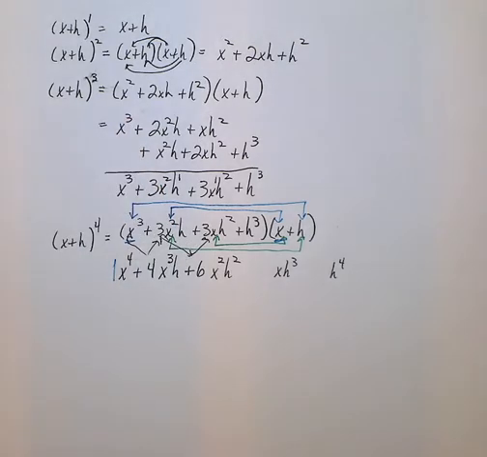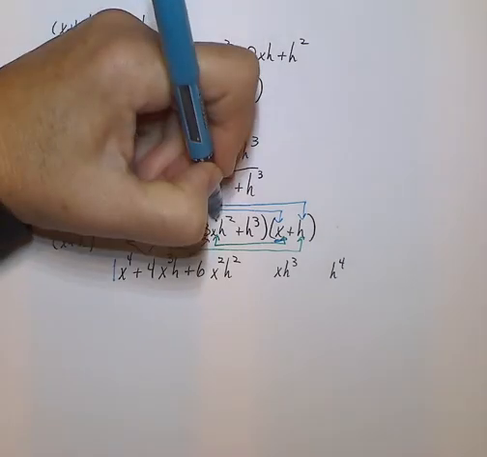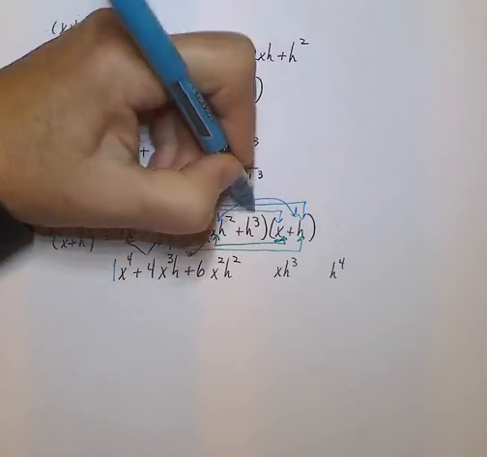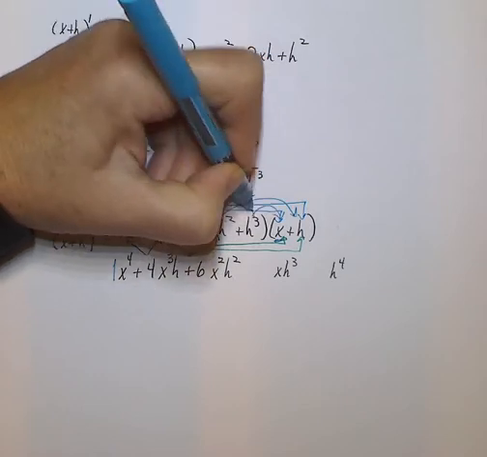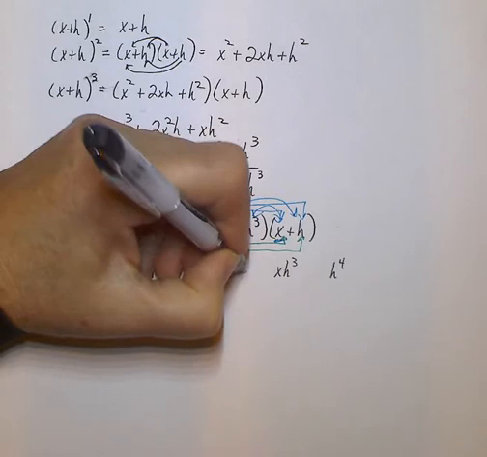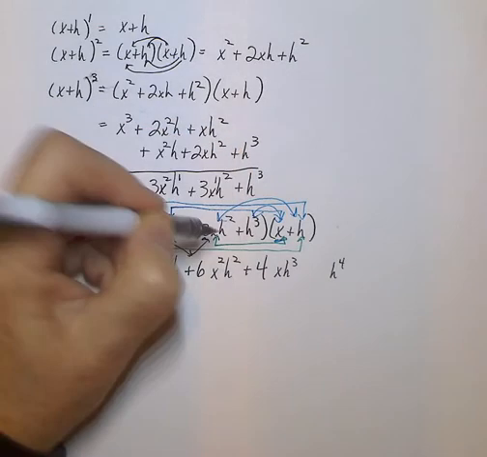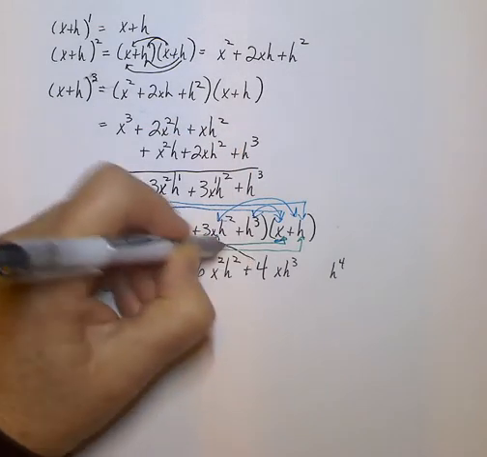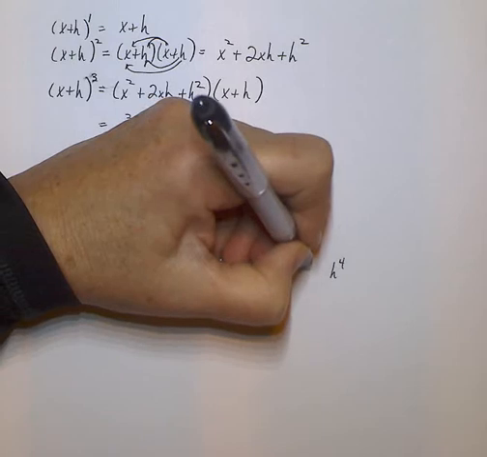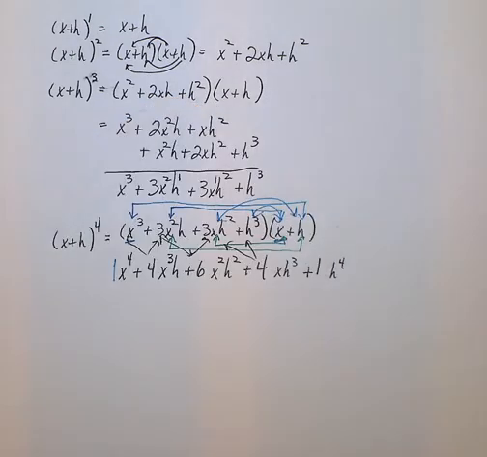The xh cubed is going to come from taking the xh squared times an h and taking the h cubed times an x. And so we have 3xh cubed plus another xh cubed. We get 4xh cubed, and that 4 came from the coefficients in front of those two terms. And then finally, there's only one way to get h to the 4th. So plus 1h to the 4th.